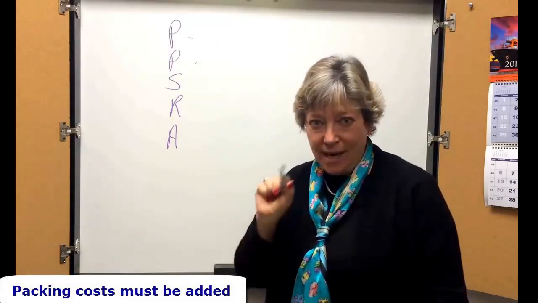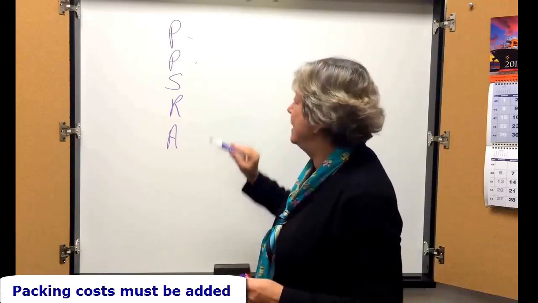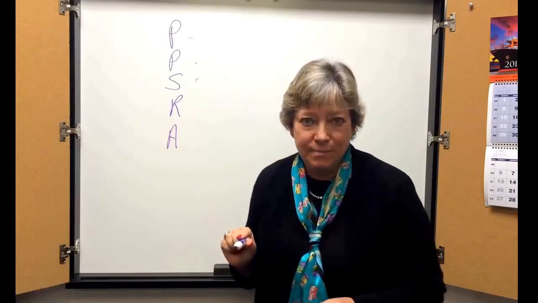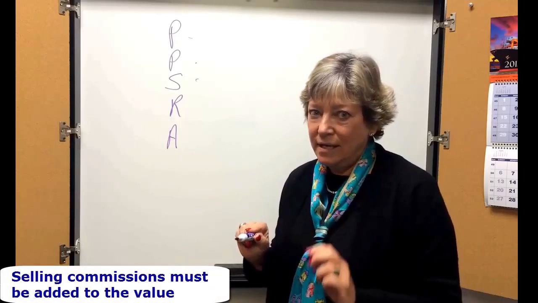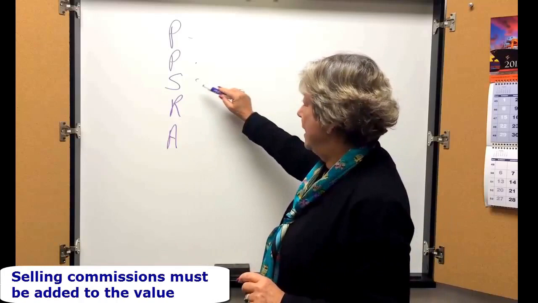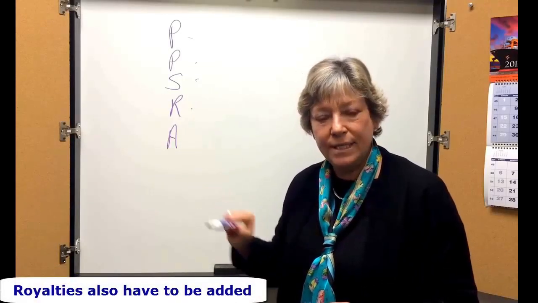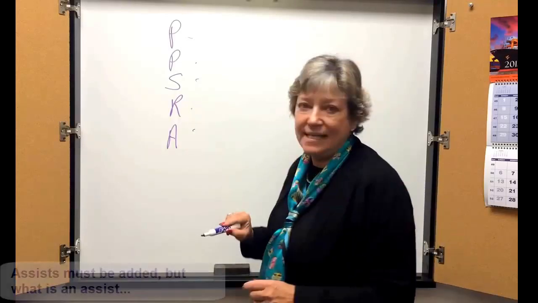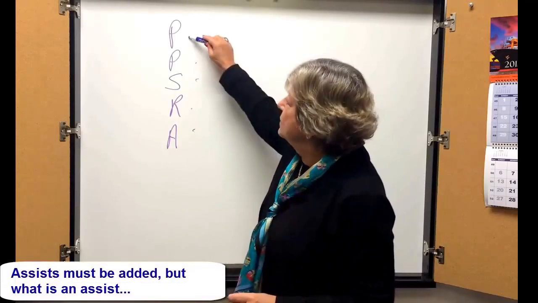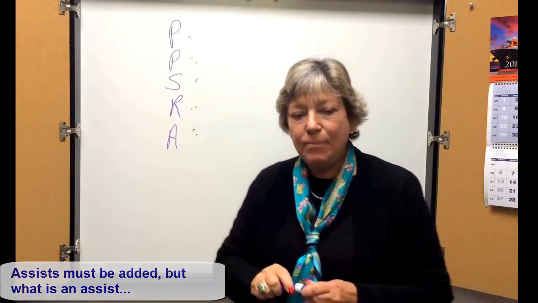Packing costs have to be added. Packing to get ready to ship it to the United States. Selling commissions, not buying commissions, selling commissions. If selling commissions are paid, they have to be added. Royalties. If you have to pay royalties, that has to be added to the price. And assists. Proceed to pack and sell your royal ass. An assist, a lot of people don't understand that.